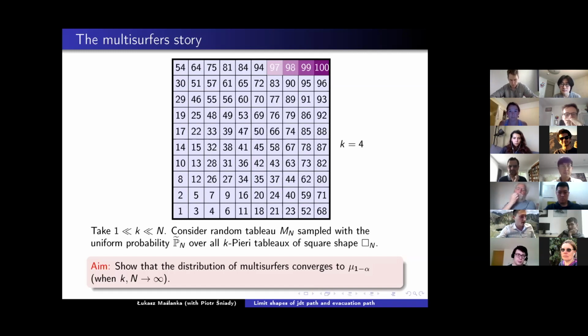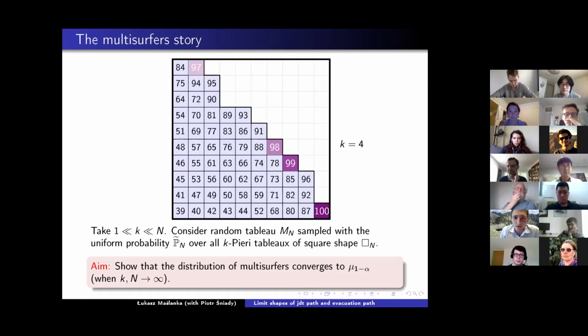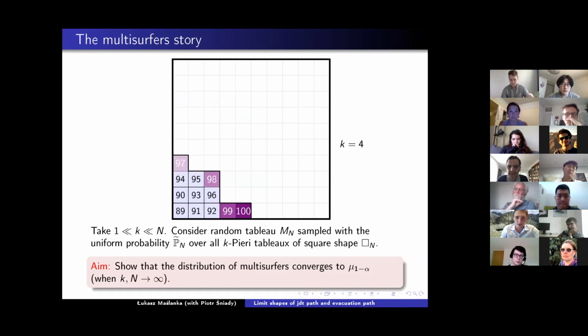Okay, so our aim will be to show that if we remove an alpha fraction of water, then the multi-surfers will converge in distribution to the limit distribution found by Pittel and Rock. Since this limit distribution is compactly supported, it will be enough to show that the moments of the appropriate measure are converging to the proper moments of the limit distribution. So, to the measure.